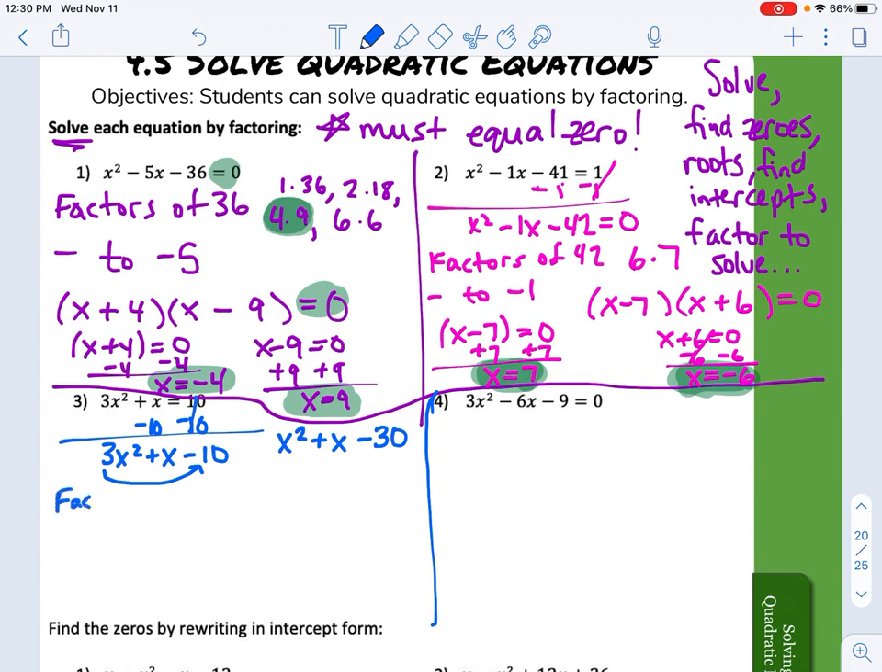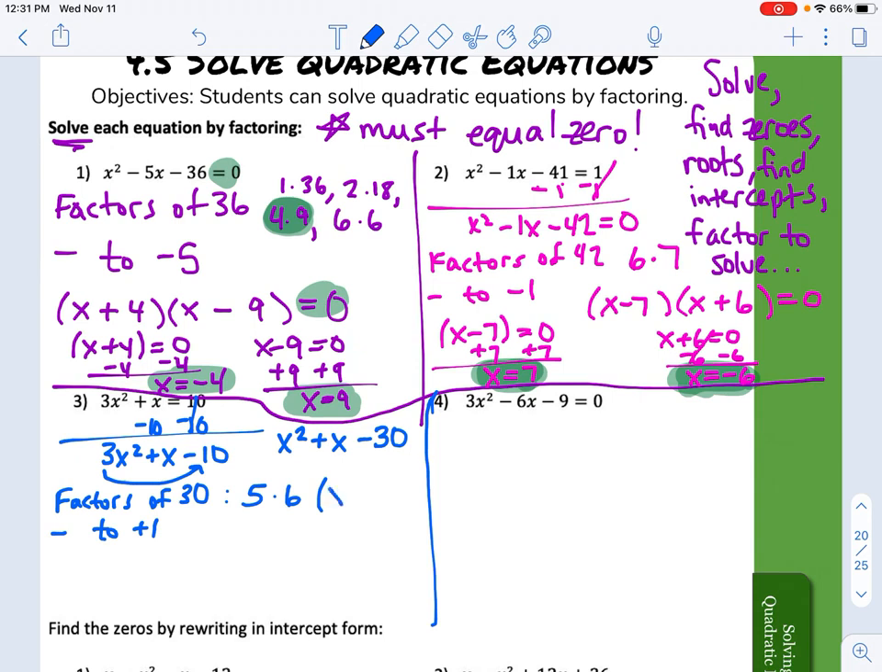Then we need factors of 30 that subtract to positive 1. So the factors of 30, there's a lot of them again. If you just look at your factors, I'm going to skip right to the one I know. I know 5 times 6 is 30. One of them will have to be negative.